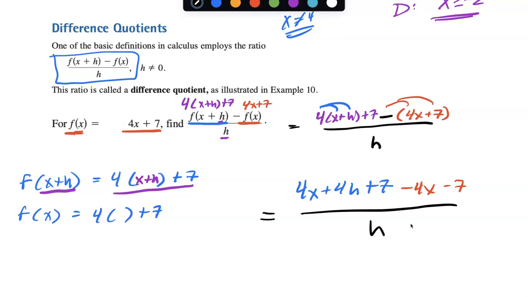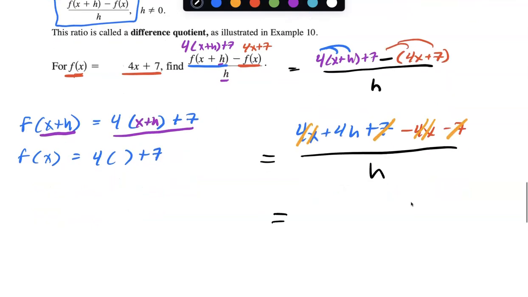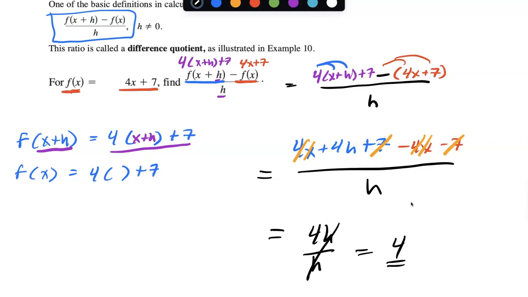And then honestly, this is my real favorite part. Stuff cancels out. Look here. The 7 and the negative 7 cancel out. The 4x and the negative 4x cancel out. And you're left with 4h over h. And in this case, the h's cancel, and I just get 4. So that's how you simplify a difference quotient. It's just looking at this difference quotient here and just understanding how functions work and then substituting it in. If you can do that, you can do the difference quotient. And that's the lesson.